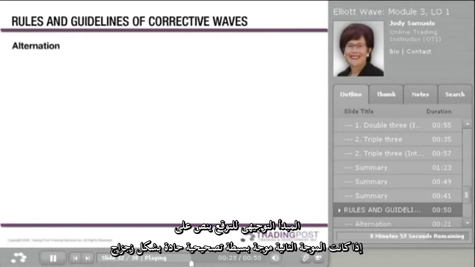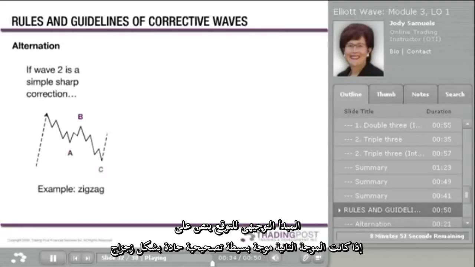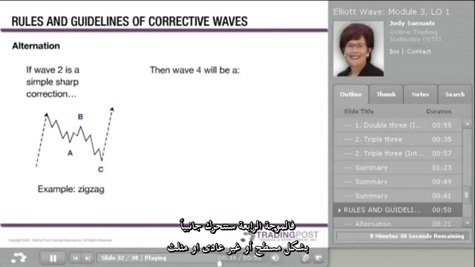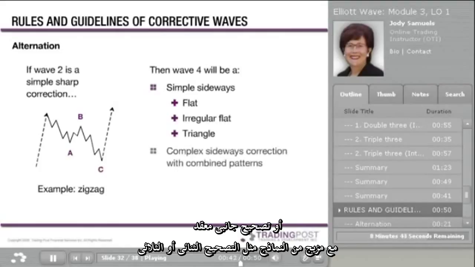The guideline of alternation states that if wave 2 is a simple, sharp correction, a zigzag, then wave 4 will be a simple sideways, flat, irregular flat, or triangle, or a complex sideways correction with combined patterns, such as double or triple threes.